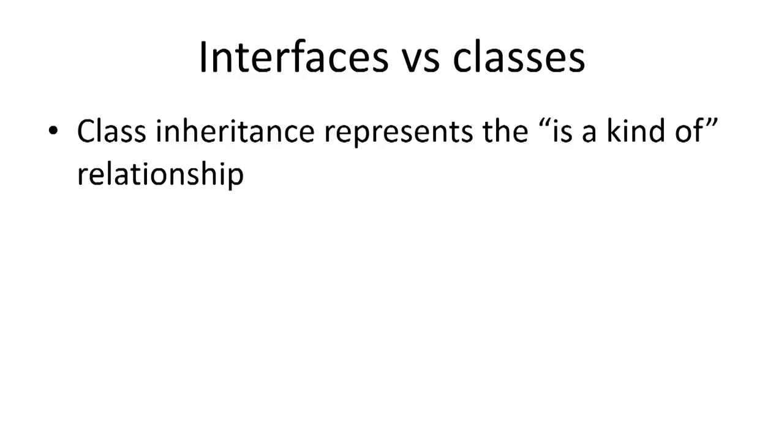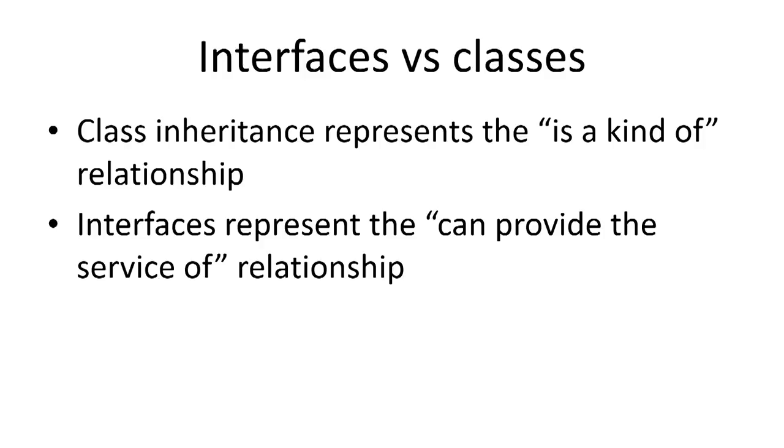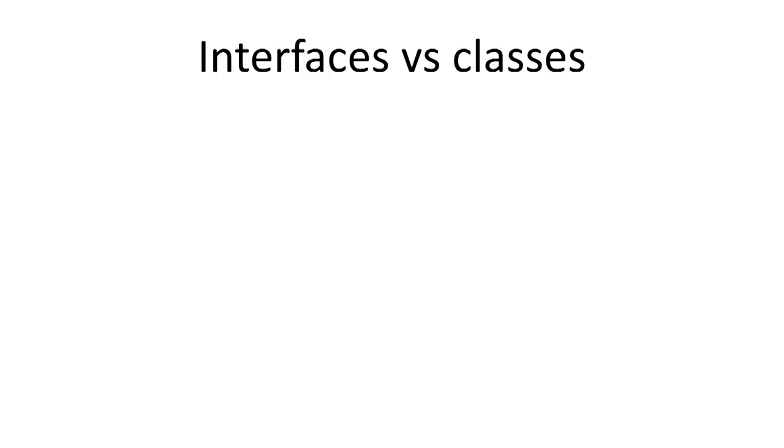A better way to think about it is that classes represent the "is a kind of" relationship. If I have a base class person and a derived class president, then I can say a president is a kind of person. Interfaces represent the "I can provide the services of" relationship. So I have a class list, and I have an interface enumerable, which is not a great name. Really, it should be sequence. And it's saying, if I have a list of things, then I can provide the services that would be needed to produce a sequence of things.